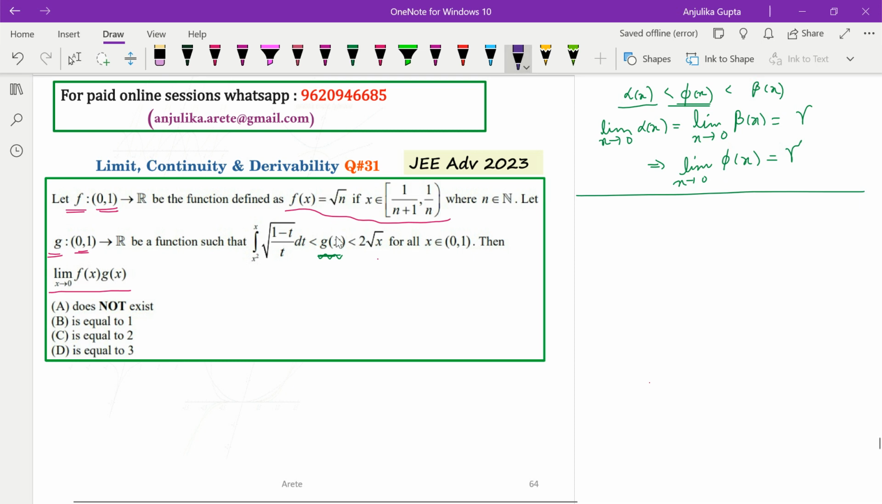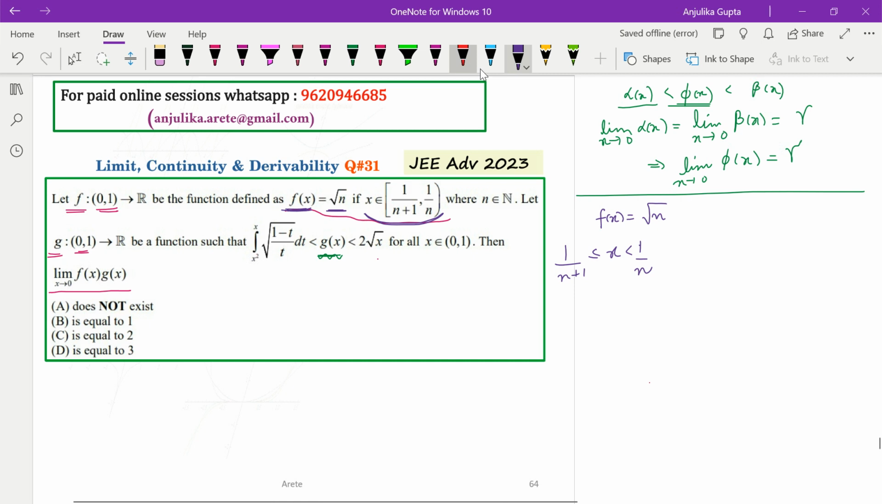But now if we look at the function f of x, it is not explicitly given in terms of x, it is in terms of n. They only give you that if x is lying in this interval, then my f of x is this value. So first of all, I need to get f of x in terms of x. So let's do that. What is given to you is f of x is root n. But where is my x now? My x is lying between 1 over n plus 1 and 1 over n.